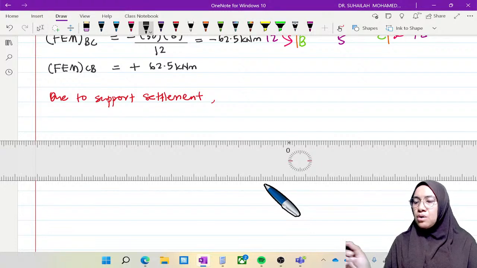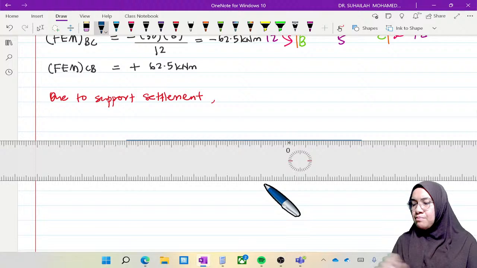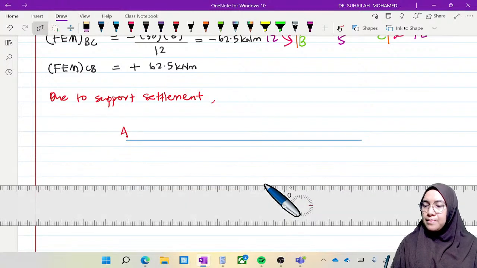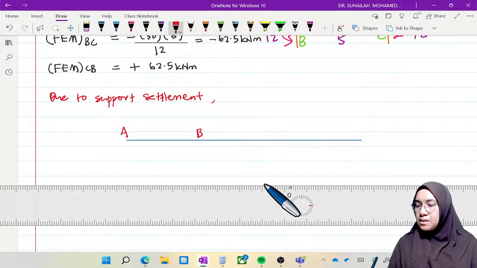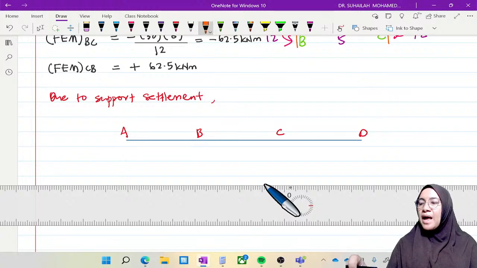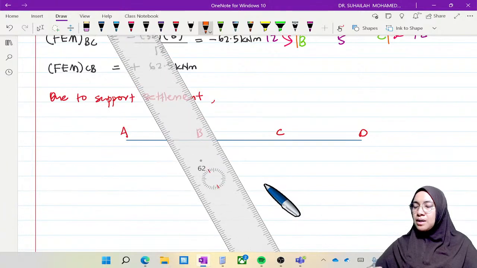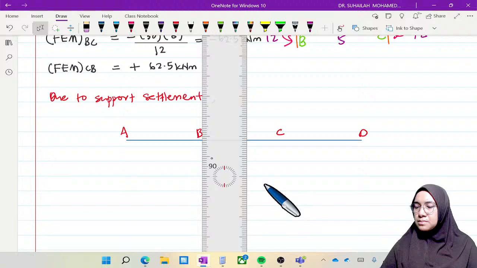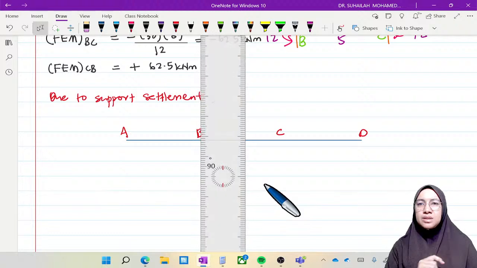Draw the free body diagram. So this is the beam. This beam has A, B, C, and D. And settlement occurs at position B.